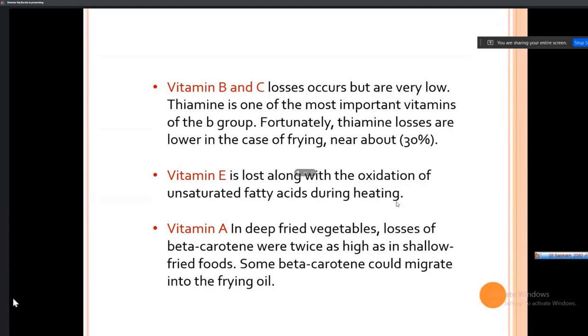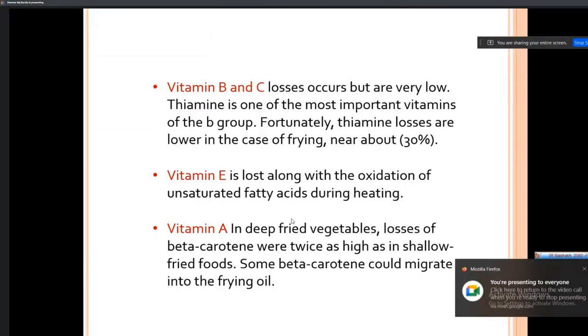During frying, the vitamin B and C losses occur, but it's very low. And thiamine is one of the most important vitamins of the B group. Fortunately, thiamine losses are lower in case of frying, near about 30%. Again, vitamin A is lost along with oxidation of unsaturated fatty acids during the heating.